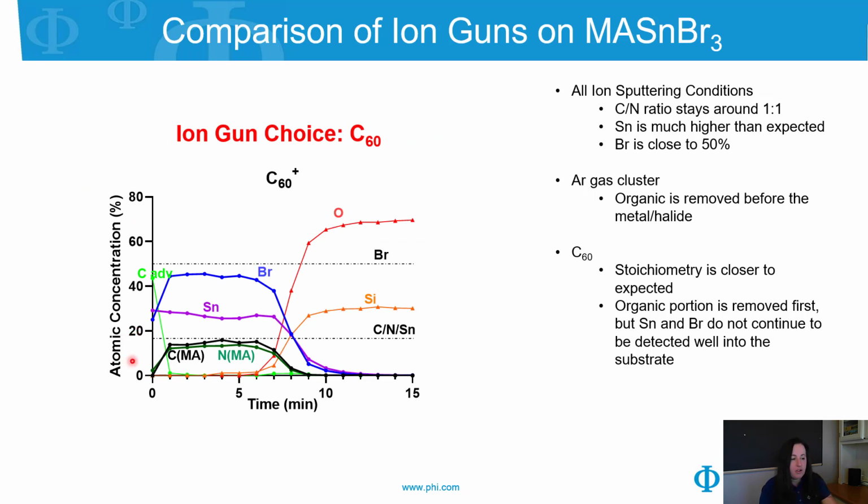That's different from the C60, which I will show a little larger view of. Since this is our ion gun of choice, we see that the organic component does drop off faster than the inorganic component, but the inorganic component does not do the same long tailing that it did with the argon gas cluster gun. And this is not necessarily a big surprise. The C60 tends to have a little more similar etch rates between different materials, so it's always a good gun choice for any kind of hybrid organic-inorganic material that you might have. So we're going to continue and do the remaining depth profiles with the C60.